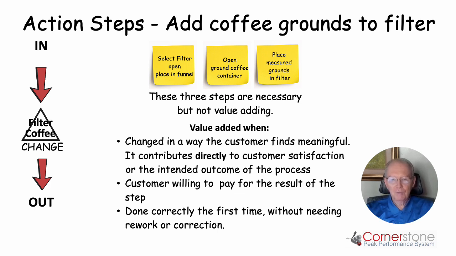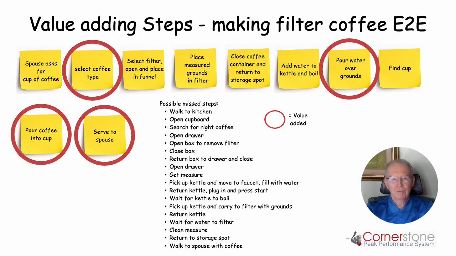So if we now go forward and have a look at where the value-added steps in this coffee making are, we find that there are 4 steps in the process that are actually adding value. The first one is selecting the coffee type. It's possible that you have 5 different types of coffee: decaffeinated, espresso, Venetian, French type, and selecting the one that your spouse wants, that adds value.